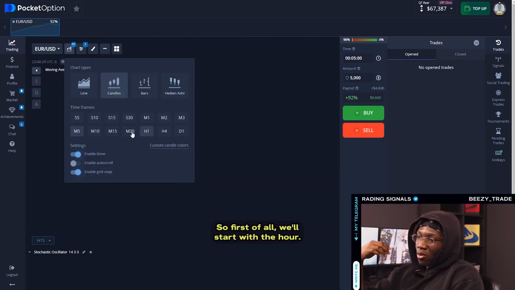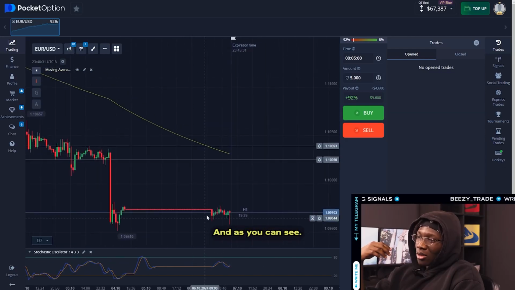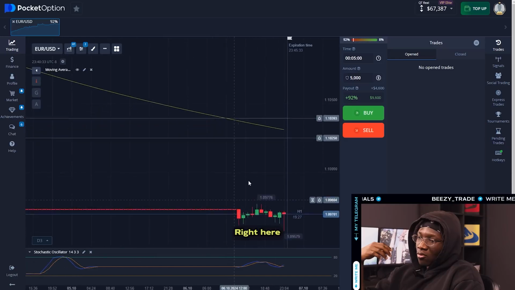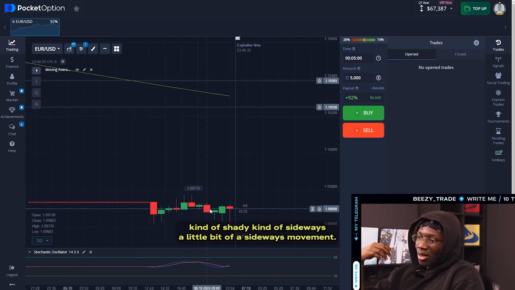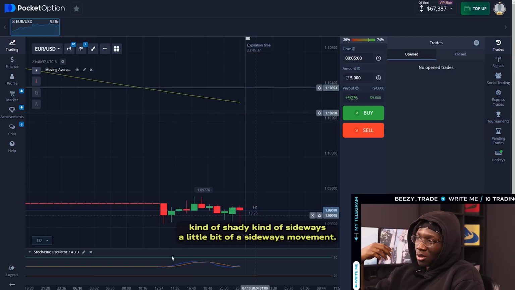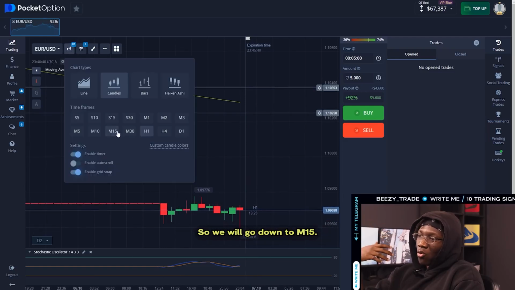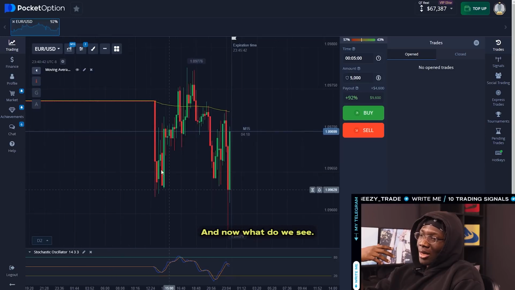So first of all, we'll start with the hour, and as we can see right here, it's kind of shady, a little bit of a sideways movement. So we want a clearer picture, so we will go down to M15. Now what are we seeing?